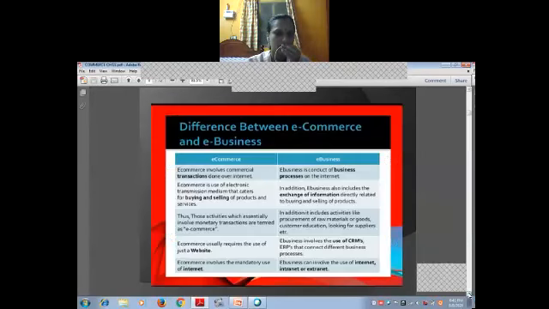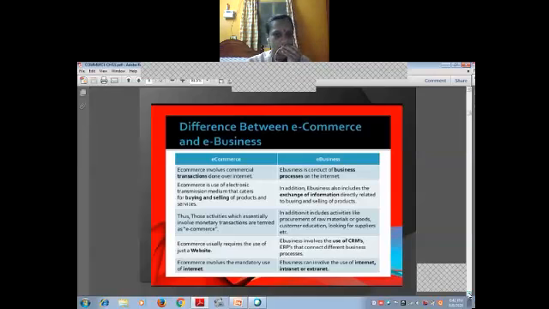E-commerce versus e-business. What is the difference between e-commerce and e-business? E-commerce involves commercial transactions done over the internet. So whatever commercial transactions are there, everything they will do through the internet. E-business is conducting business processes on the internet. So whatever business process we are purchasing, we are selling, whatever we are doing, everything we are doing through the internet. E-commerce is use of electronic transmission medium that caters for buying and selling of products and services.